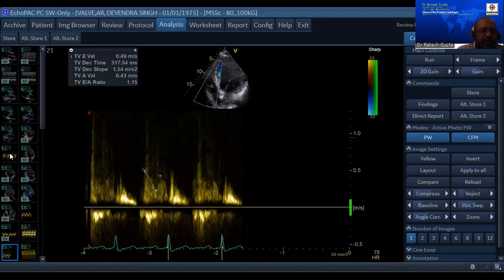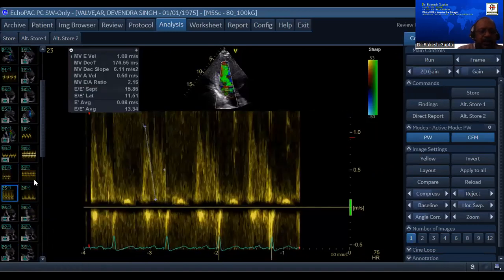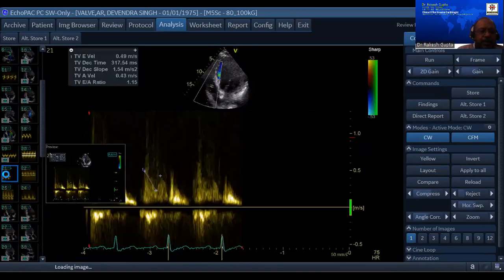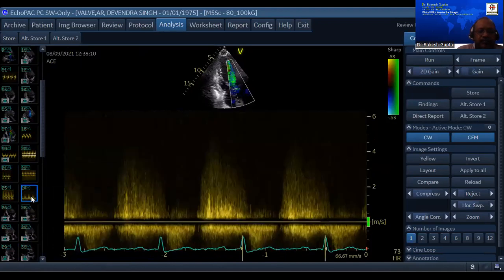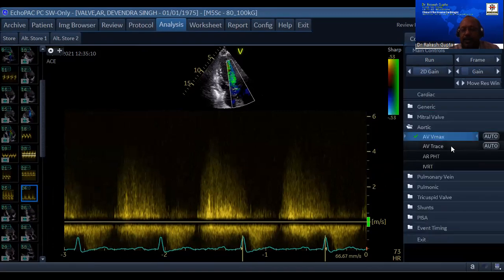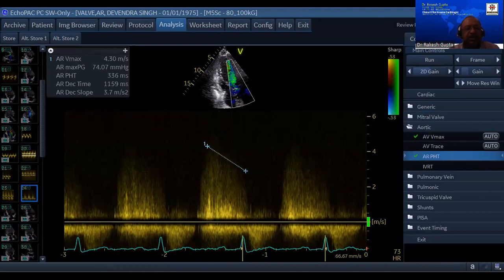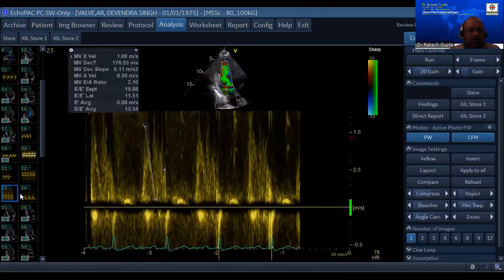Let me show the pressure half time of aortic regurgitation, because that's what the majority of people like to do. So this is aortic flow velocity. This is pressure half time. And we measure the pressure half time from this point to this point. So this is the point of pressure half time. We drop down to this. This is almost what? 336 milliseconds of pressure half time. We could have one good window. No.